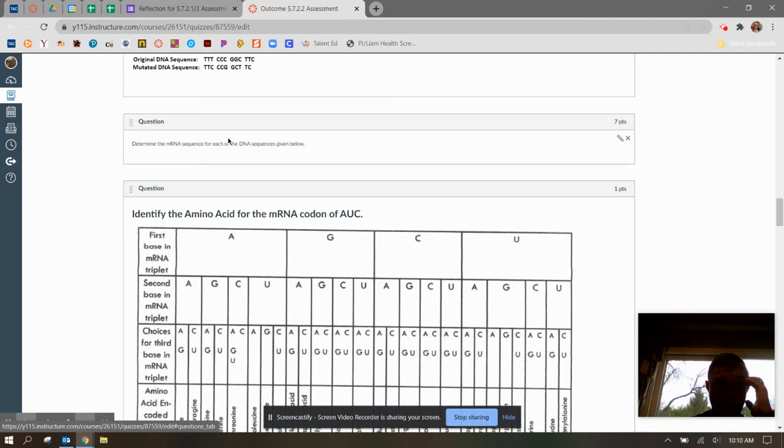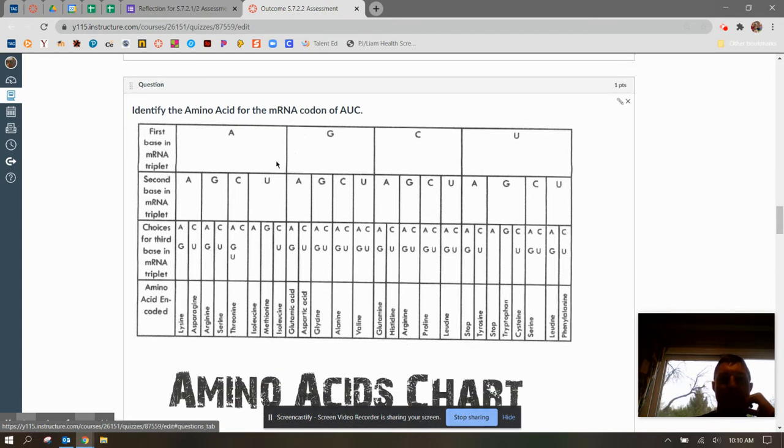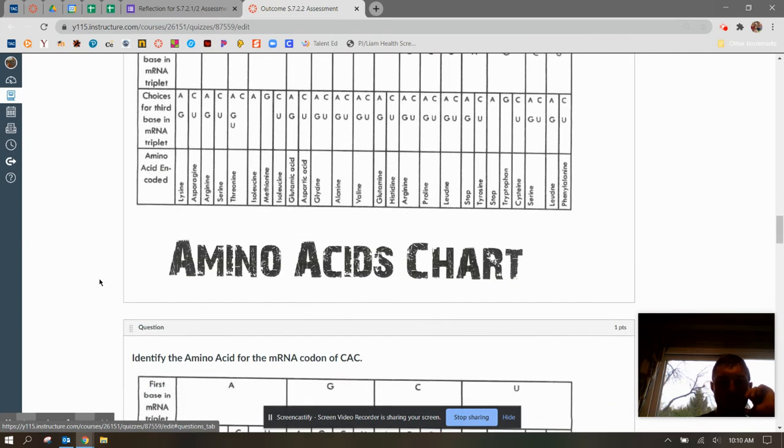You had a matching question here for some mRNA sequences. Remember, mRNA, we take out the A, we replace it with a U. So C goes with G, A goes with U, T goes with A. We had some questions here about reading your amino acid table. So AUC, AUC would have given me isoleucine.